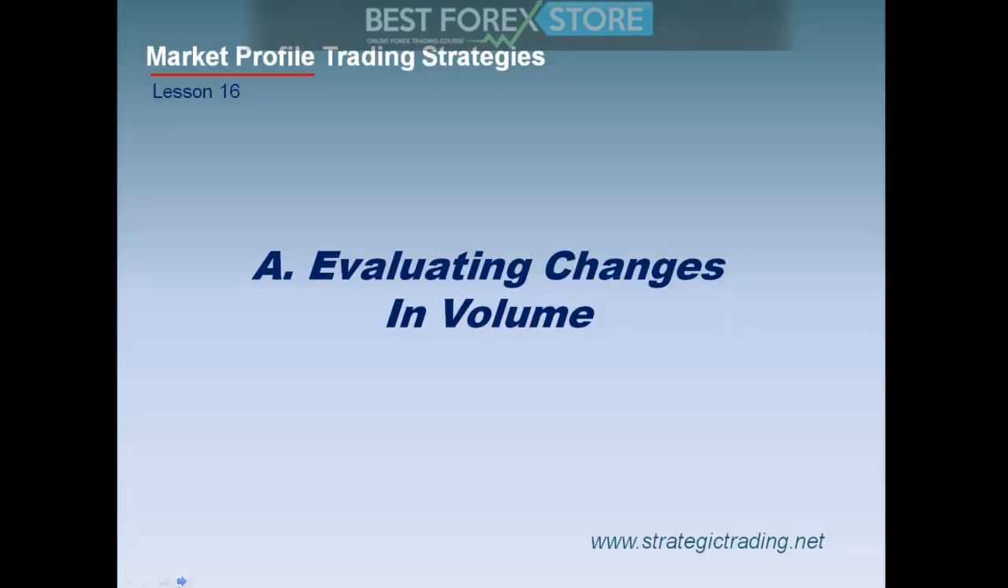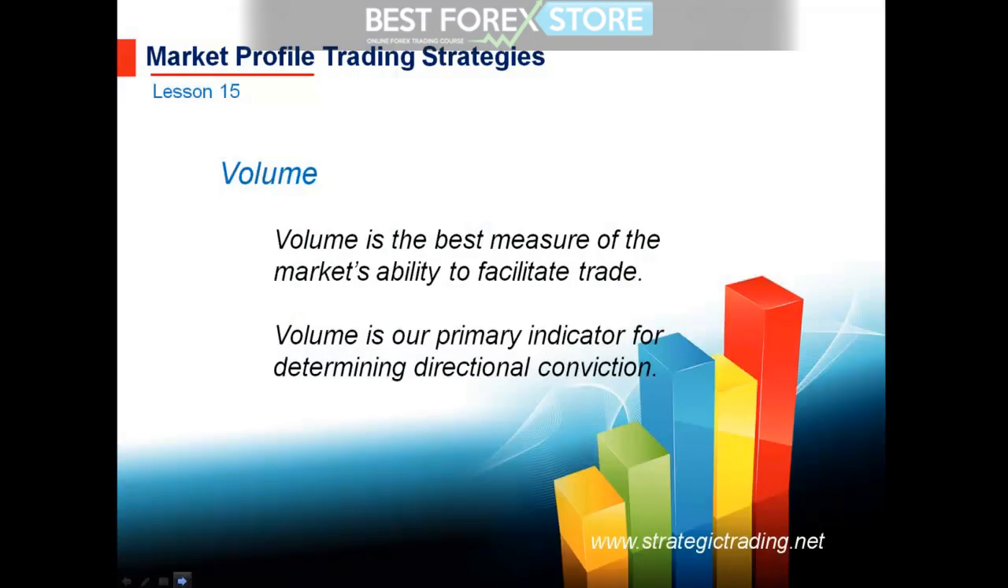All right, so let's begin: how do we evaluate and identify changes in volume in the market when they do occur? First of all, we need to recognize that volume is the best measure of the market's ability to facilitate trade. And what do we mean by facilitate trade? The only way prices are going to move in any particular direction is if the auction can facilitate trade in that direction. I can't continue to move higher without buyers.